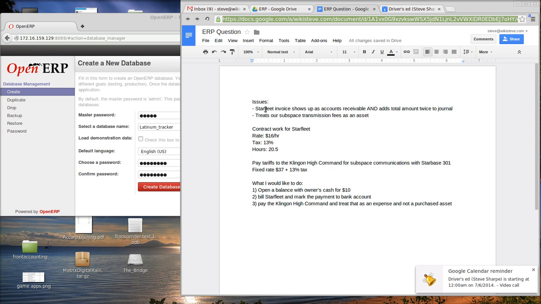The issue I'm having thus far is when I do an invoice, I get an accounts receivable, which is fine. I mark it as paid, and it's still an accounts receivable. And when I have an expense, and it's not a purchase, it shows it as an asset. So what I have thus far is just some contract work and some tariffs.